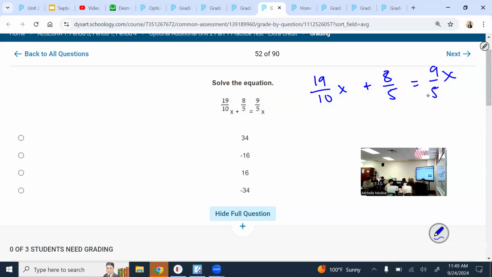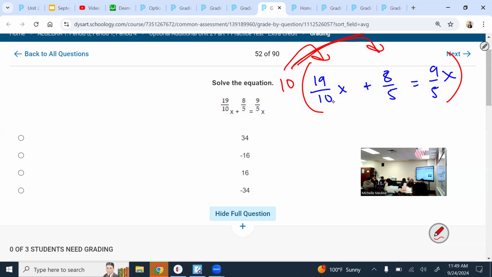I could do something one at a time, I guess, but to make it more like one step rather than multiple, what I'm going to do is multiply the entire equation by 10. Because this is my biggest one, and also 5 is a factor of 10. So if I do that, then I can make every fraction no longer a fraction.